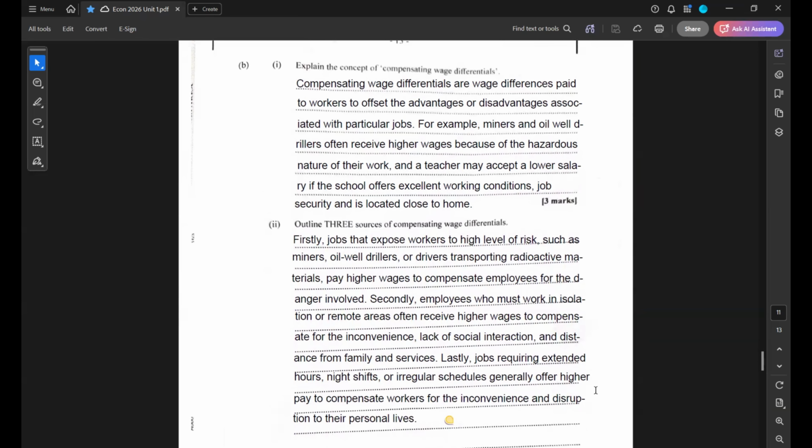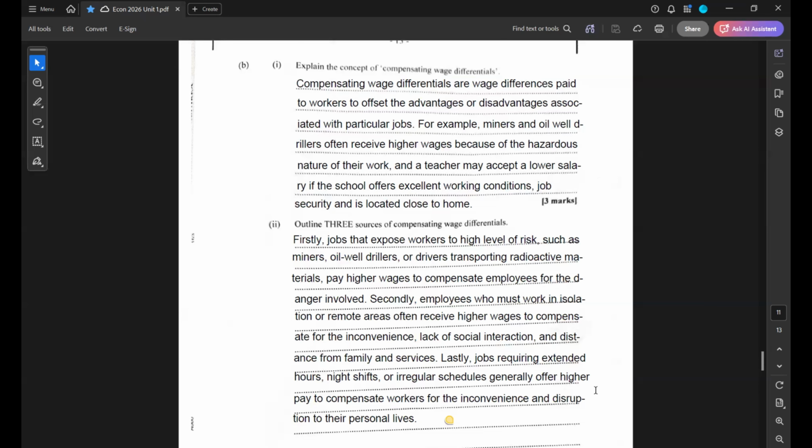Part 2 asks us to outline three sources of compensating wage differentials. Firstly, jobs that expose workers to high levels of risk, such as miners, oil well drillers, or drivers transporting radioactive materials. The higher wages compensate employees for the danger involved. Secondly, employees who must work in isolation or remote areas often receive higher wages to compensate for the inconveniences, lack of social interaction, and distance from family and services, that is, where they need to be attended to medically.